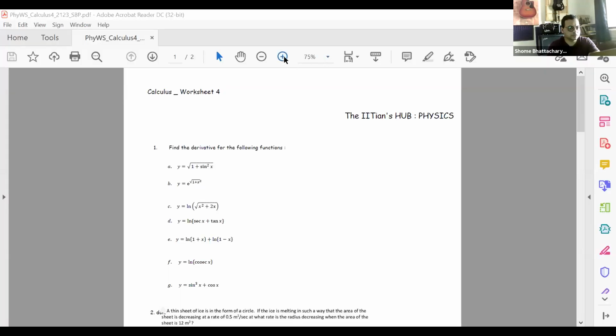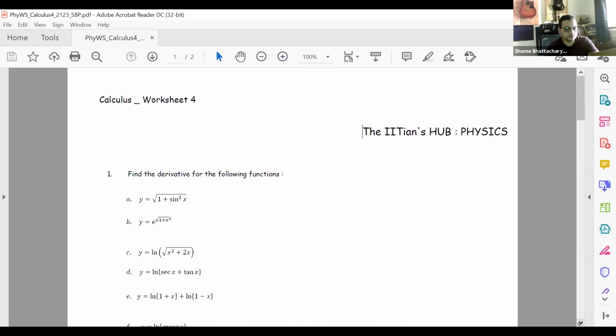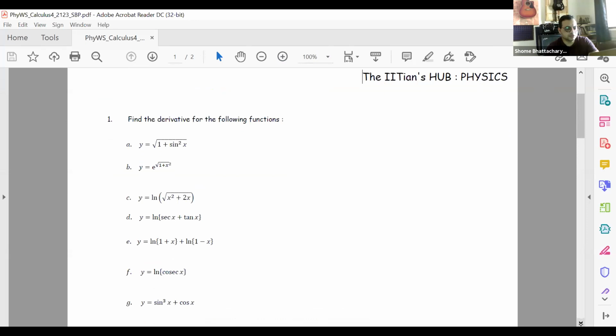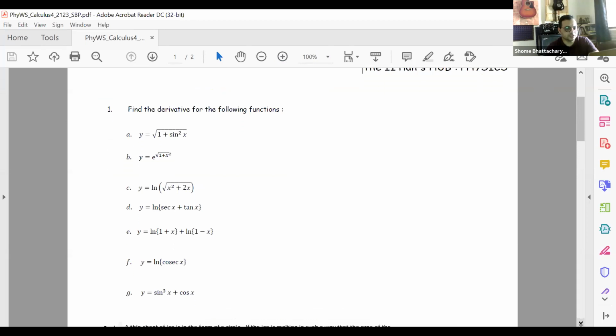Okay, so let me share worksheet number 4 now, and let's go through the questions. So any doubt in the first question, any of the parts? Some of them are a little bit complicated. They are all application of chain rule.